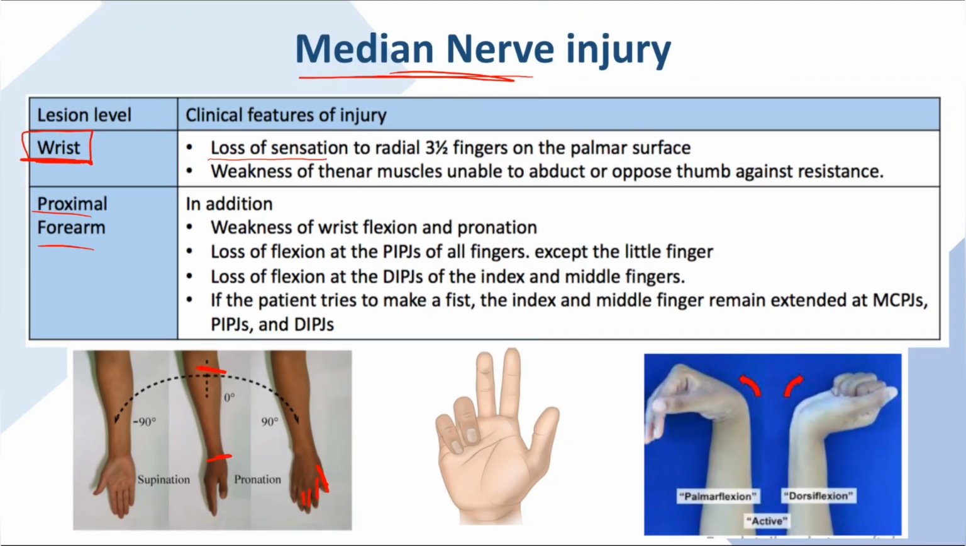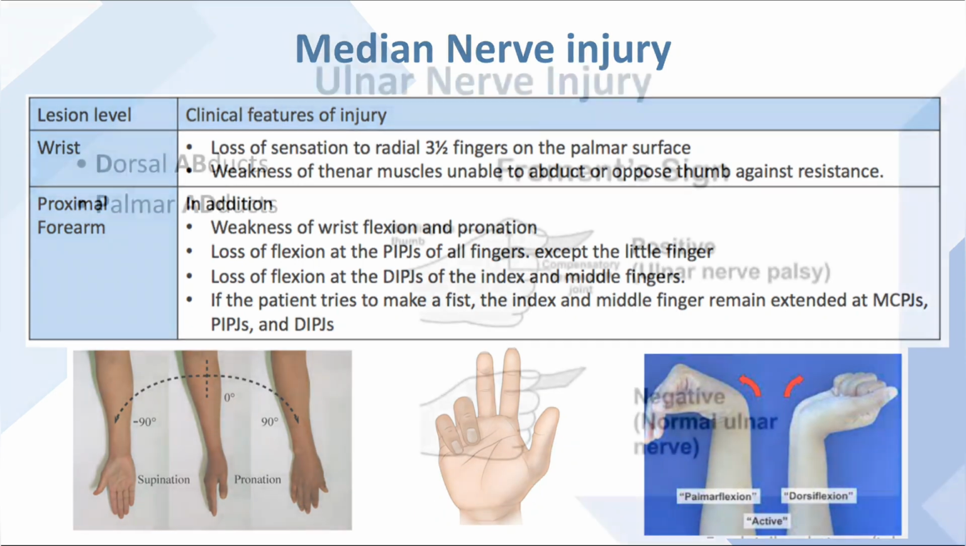Apart from that, there will be weakness of the thenar muscles, in which the patient is unable to abduct or oppose the thumb against resistance. If the injury is more proximal at the forearm, there will also be involvement of the wrist joint. So if the wrist joint cannot flex and cannot be pronated very well, it means that the injury is more proximal at the forearm. So this is for the median nerve in short.